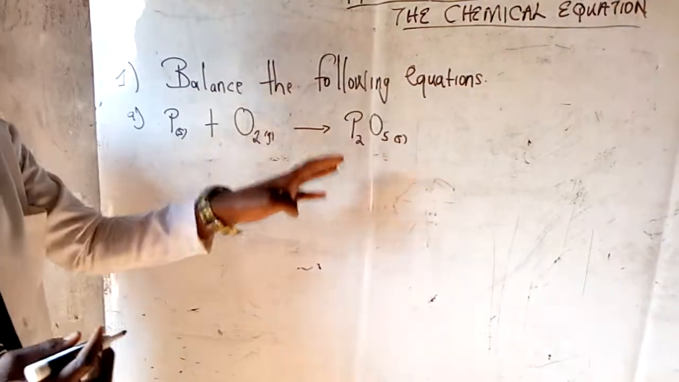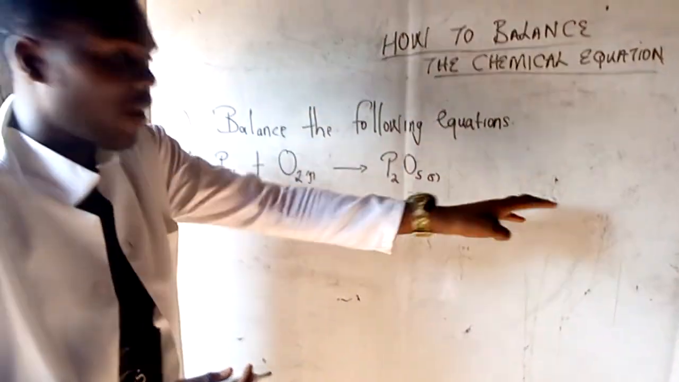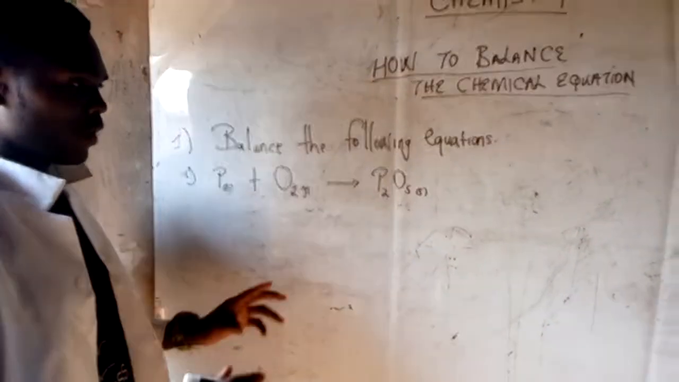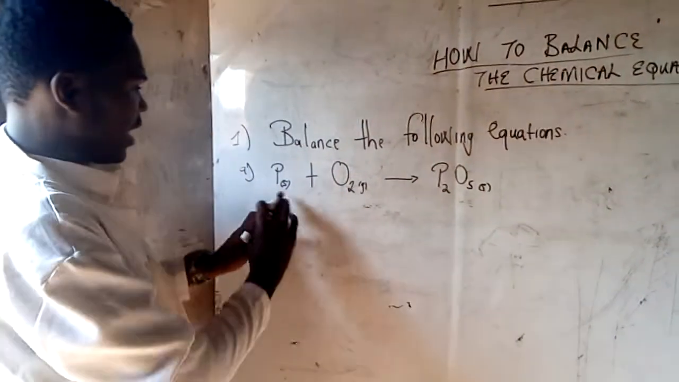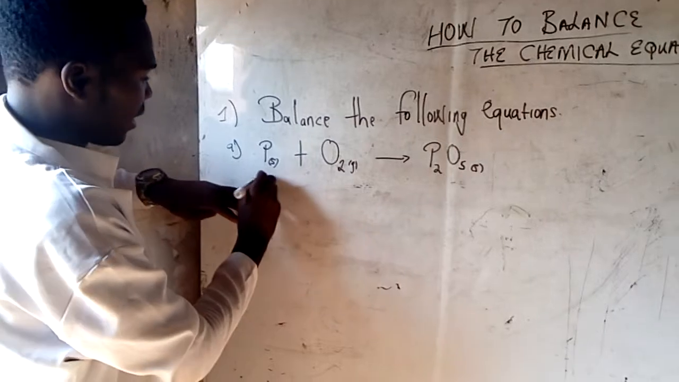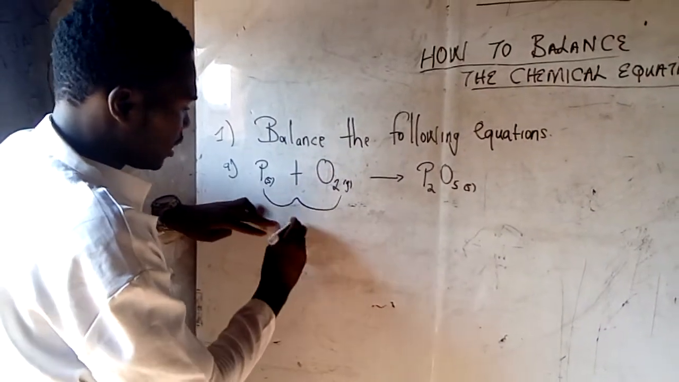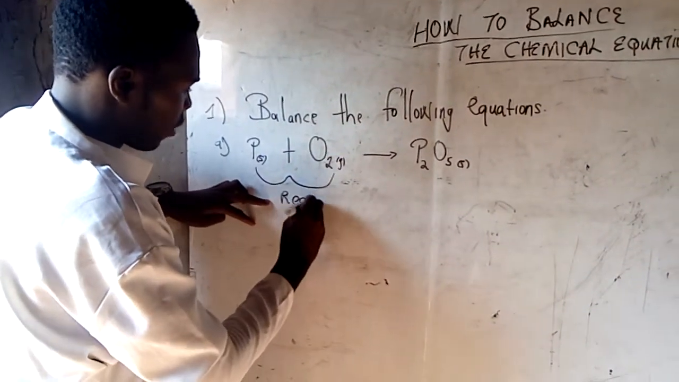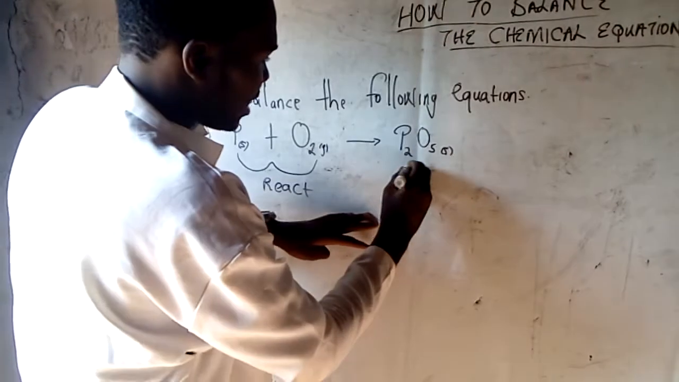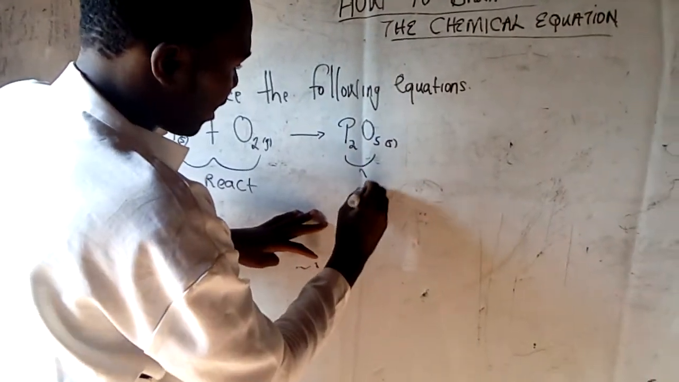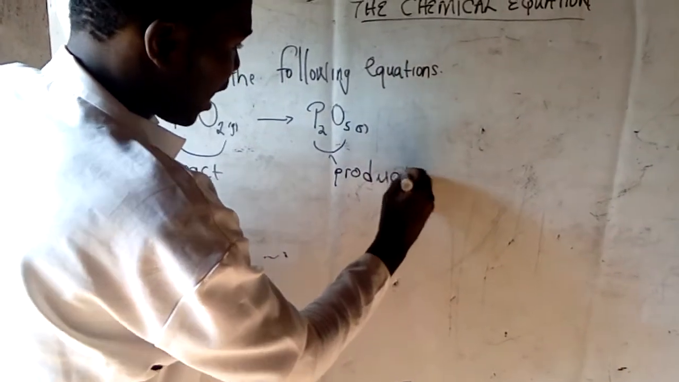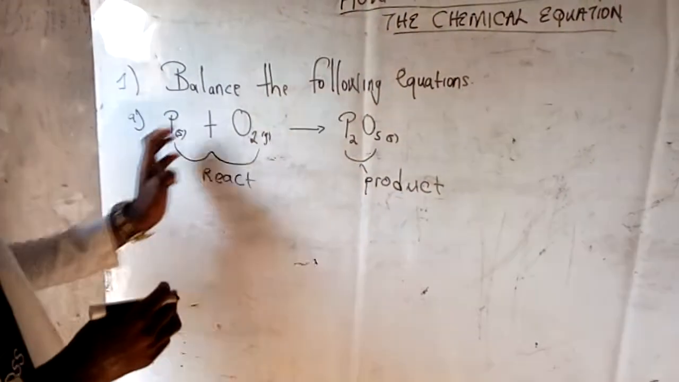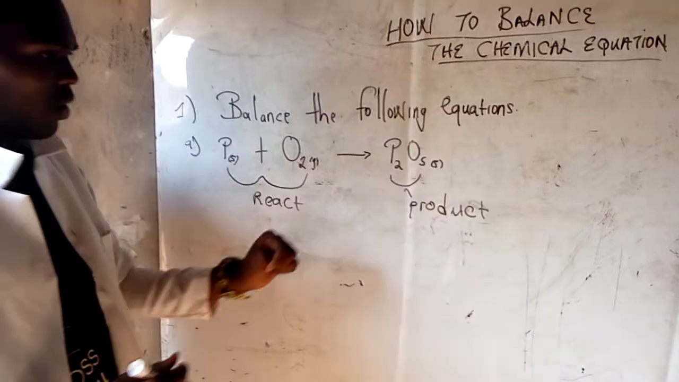Now I want to balance this equation. When balancing an equation, we talk about the number of atoms. We only balance the number of atoms, but how do we balance it? We use moles. This side is called the reactants, and this side is called what? The products. We want to balance the number of atoms so that the left side is equal to the right side.